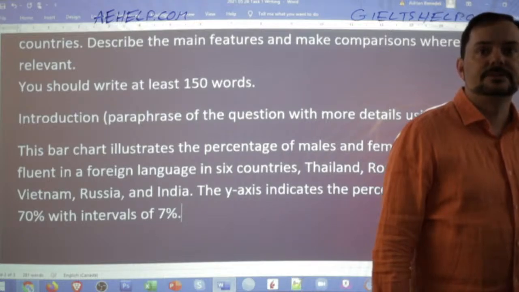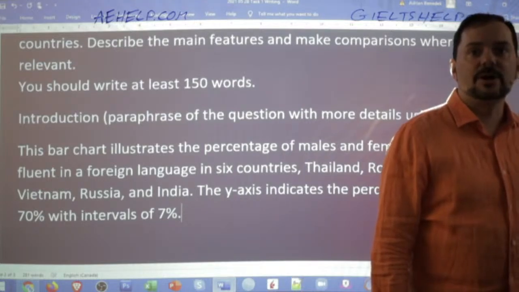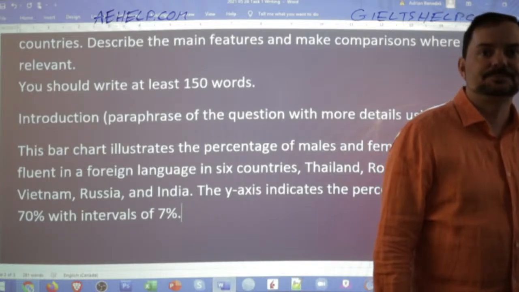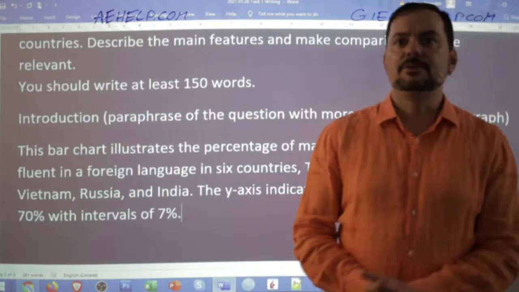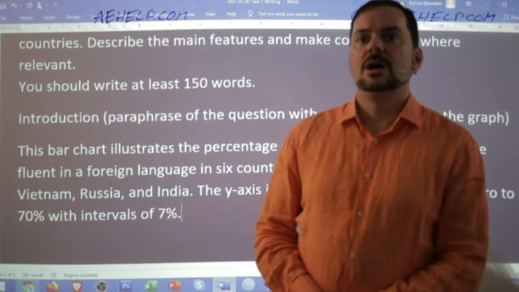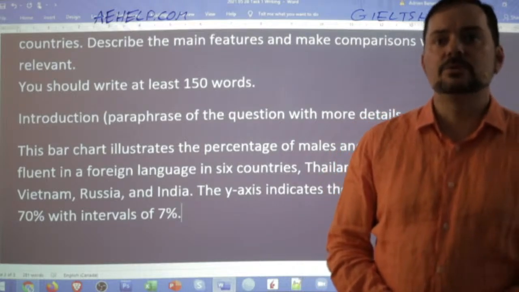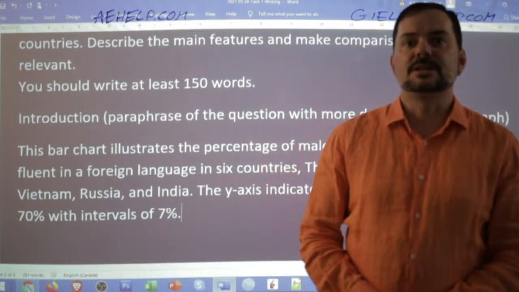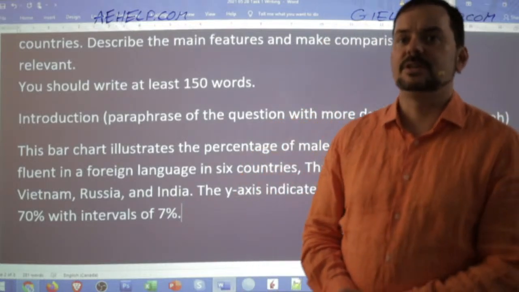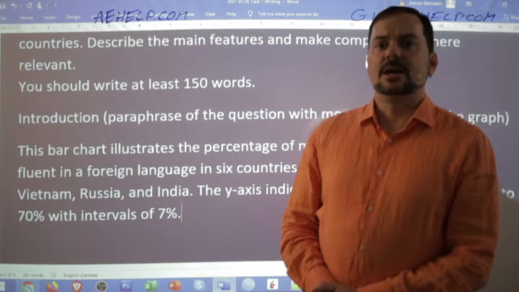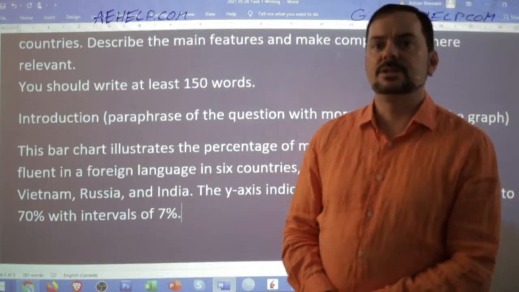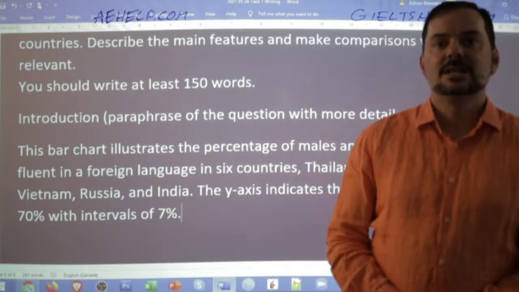All right. Let's check out what you have. So we've got lots of writing, which is fantastic. Kyber says this vertical chart provides information about the percentage of students using a second language effectively, both males and females in 6 various nations, including China, Romania, Thailand, India, Russia, and Vietnam. Ali says these bars depict the percentage of male and female students fluent in international languages in 6 countries.